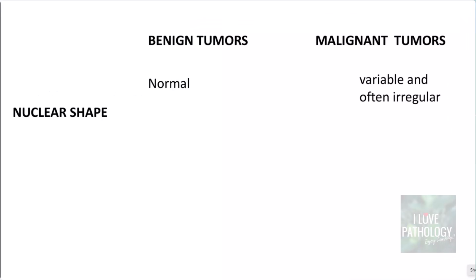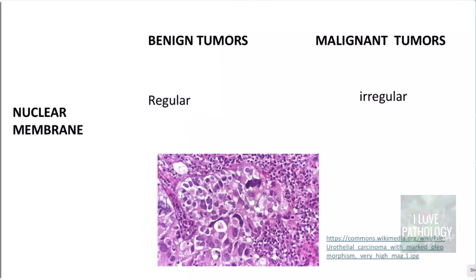Based on the nuclear shape, you can also make out the difference between benign and malignant tumors. The nuclear shape is normal in case of benign tumor. It's normal and regular. Whereas in malignant, the nuclear shape is often irregular, variable. It can be of any shape. And the nuclear membrane is very regular in case of benign tumors, but irregular in malignant. If that is a cell, the nuclear membrane can be very irregular.